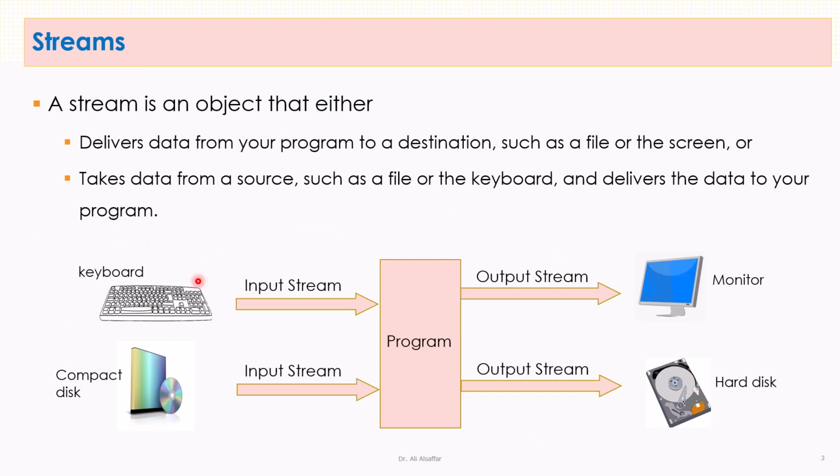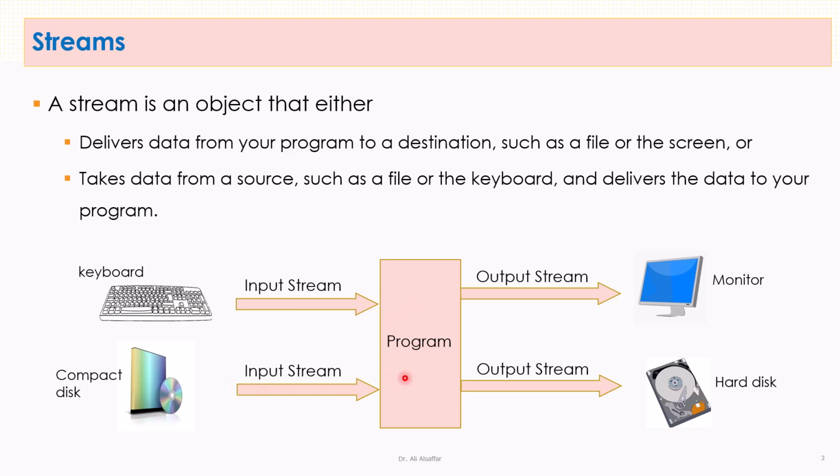If the keyboard, for example, is used for input in our programs, then data will go from the keyboard to the program. So we say that we have an input stream from the keyboard to the program. Whenever you strike a key on the keyboard, this key will move from the keyboard to the program as a stream, similar to water that moves in a narrow path. So if you continuously type on the keyboard, we say that we have a stream of data going from the keyboard to the program.